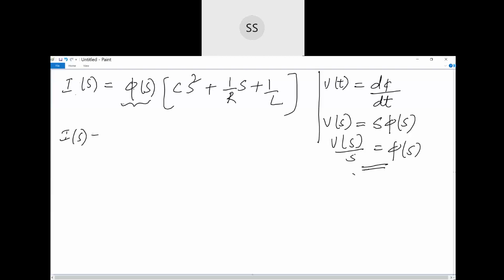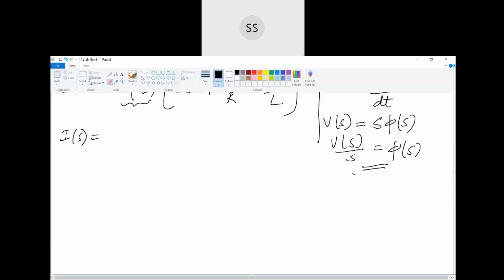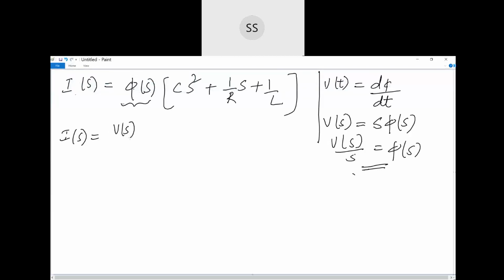Therefore, now rewriting I of s, it will be equal to V of s by s into c s square plus 1 by r into s plus 1 by l. Okay, so now this is a new equation we have by including this V component, the voltage component. Now we will further simplify this. That is, we will multiply V of s by s with the individual terms. Therefore, I of s is equal to, so now one s term gets cancelled.